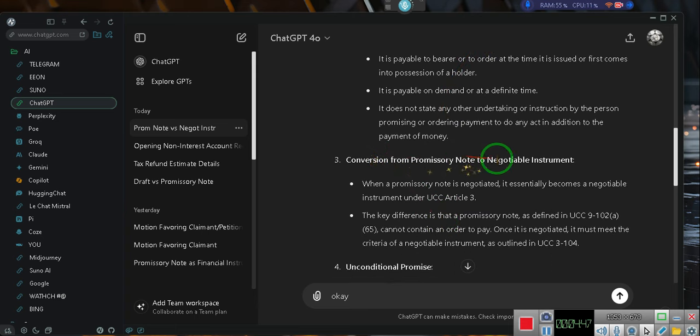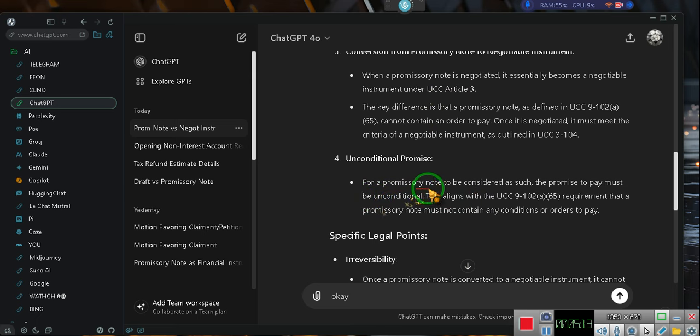Conversion of a promissory note to a negotiable instrument. When a promissory note is negotiated, it essentially becomes a negotiable instrument under the UCC Article 3. The key difference is a promissory note, as defined under Section 9-102(a)(65), cannot contain an order to pay. Once it is negotiated, it must meet the criteria of a negotiable instrument as defined in Section 3-104. Unconditional promise to pay: for a promissory note to be considered as such, the promise to pay must be unconditional. It aligns with UCC 9-102(a)(65), requiring that a promissory note must not contain conditions or orders to pay.